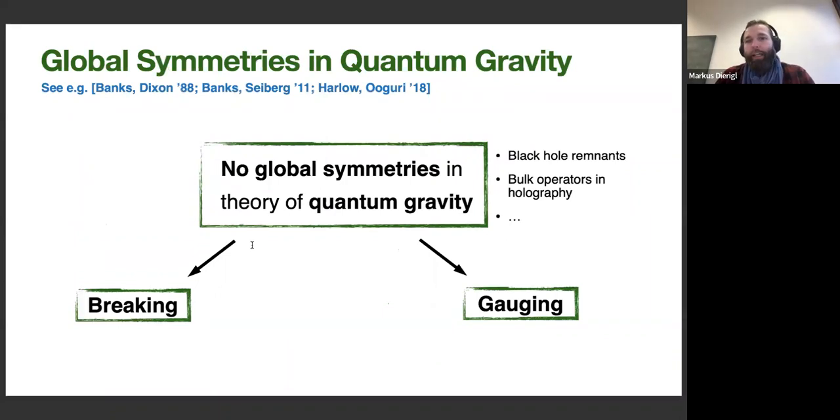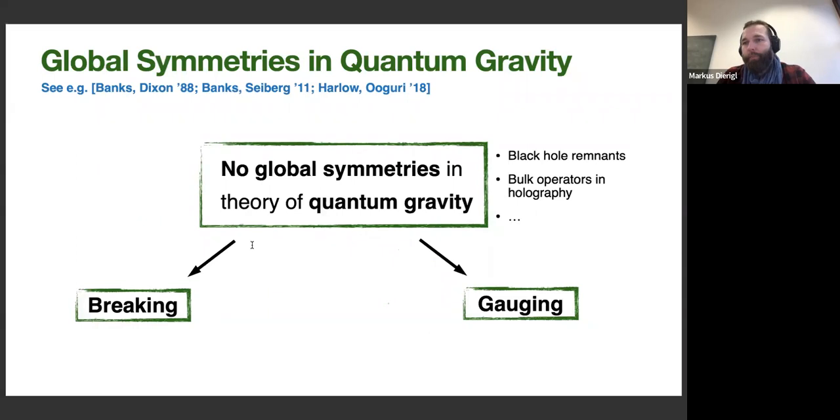Okay, so I'll start with one of the folk theorems that have been around for quite a long time already, namely that in quantum gravity, we don't want global symmetries to be present. The standard arguments for why this should be the case are some entropy arguments related to black holes. You can essentially build an arbitrary number of small black holes if you have some continuous global symmetry in the system.